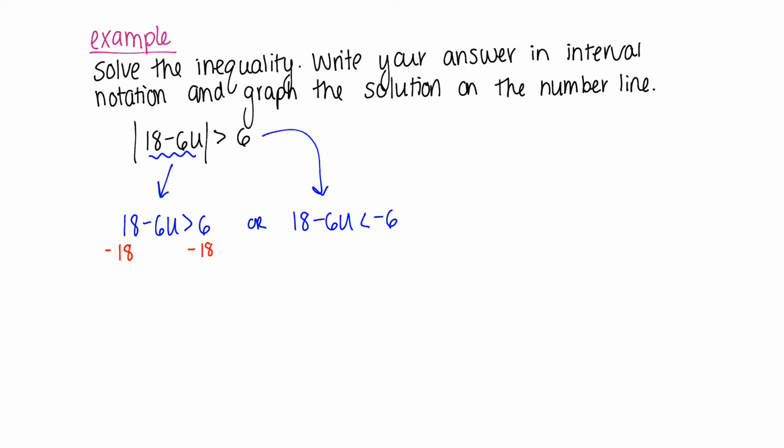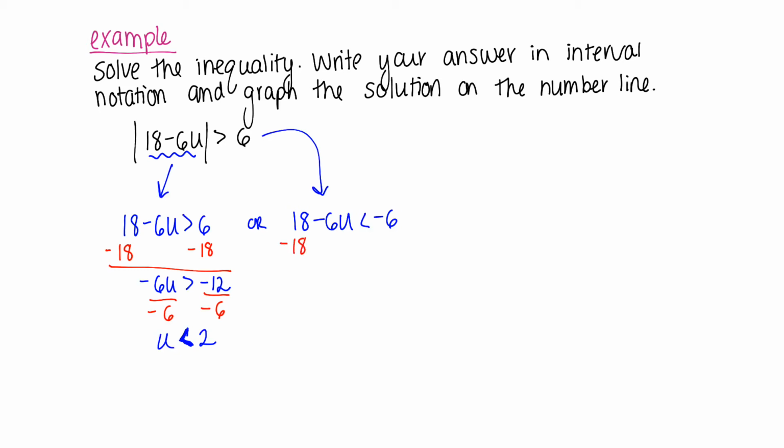So minus 18 on each side here. We have negative 6u is greater than negative 12. If I divide both sides by negative 6, we are dividing by a negative, which is going to flip the direction of our inequality. So it was pointing to the right, it's pointing to the left now. And then negative 12 divided by negative 6 is 2. So u less than 2.